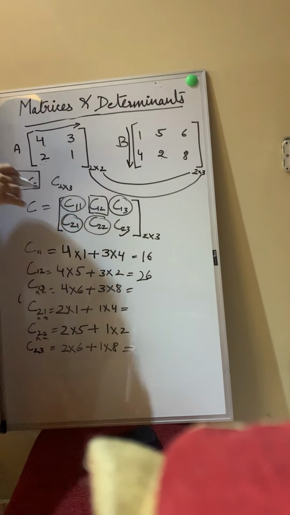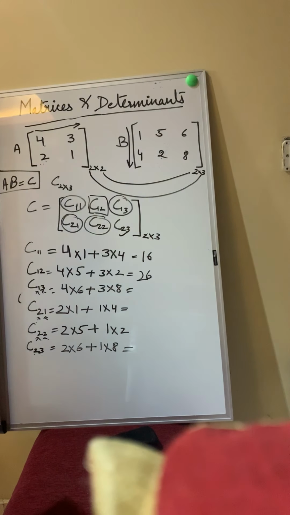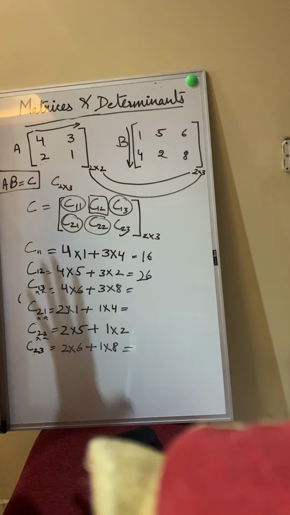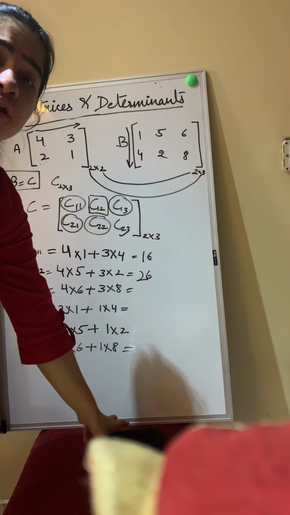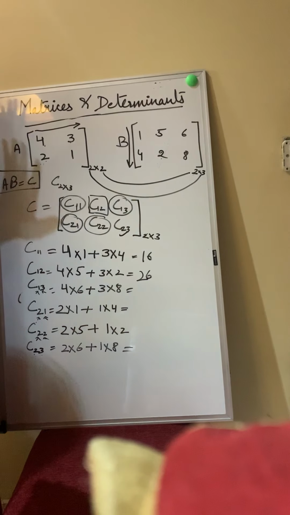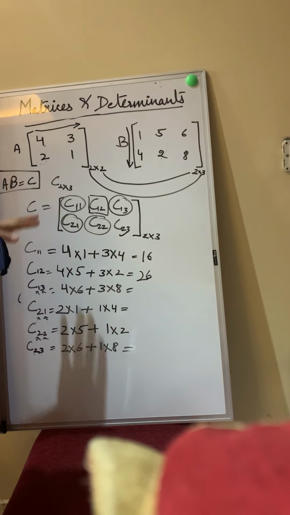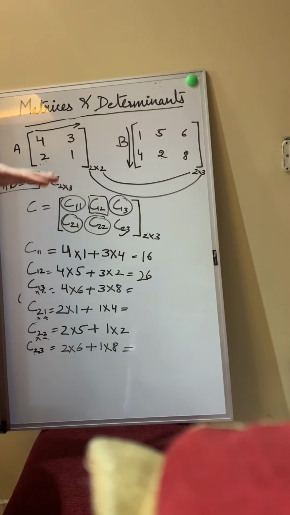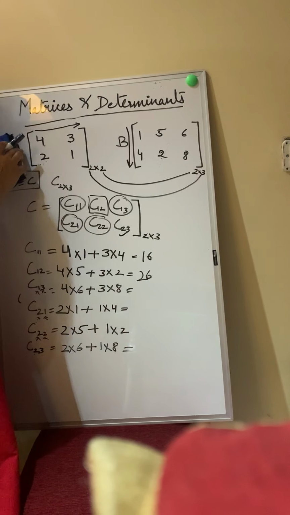So like this we calculate the values, we perform the function of multiplication on matrices. If this is clear, I can move forward. I can take another example for multiplication.